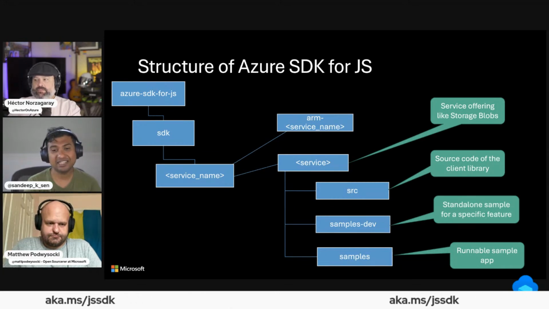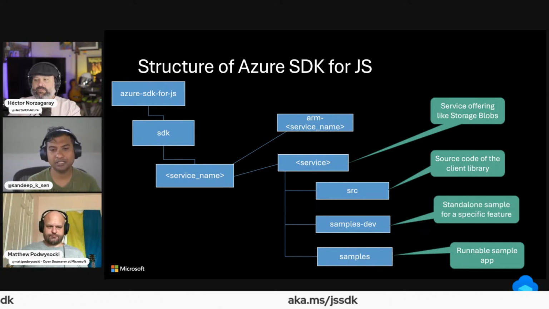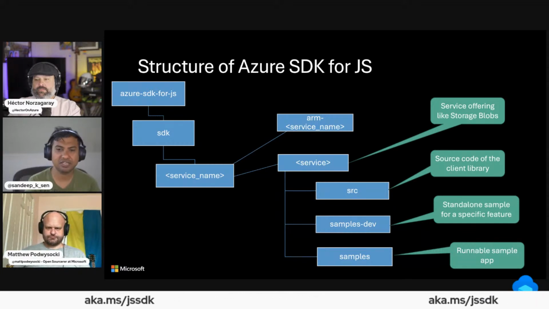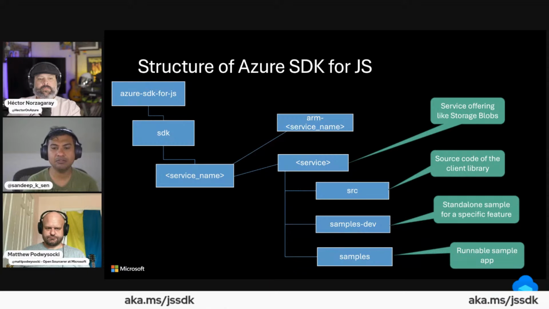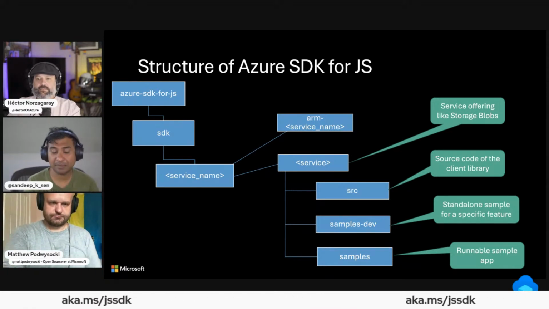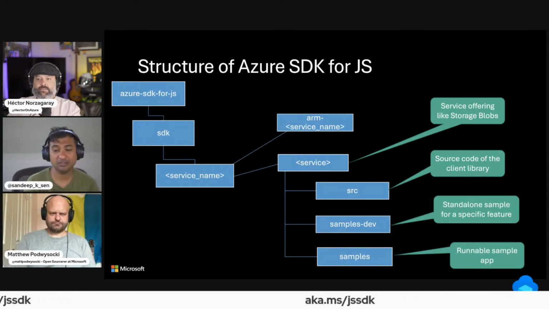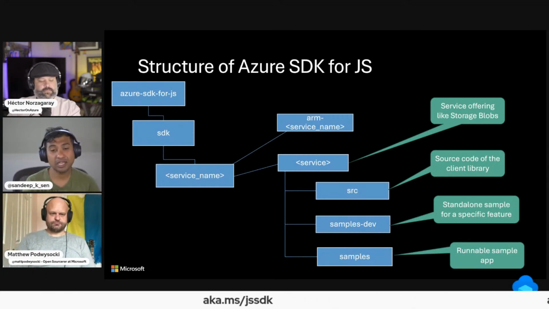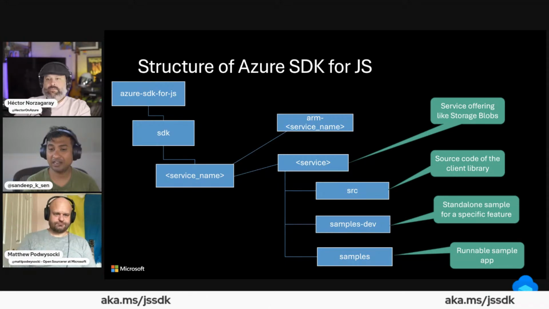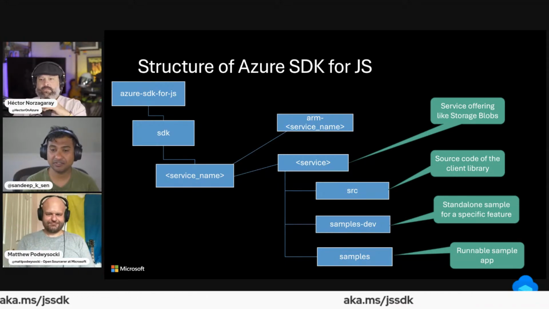And inside that storage directory, you'll find something called arm hyphen your service name, in this case arm hyphen storage. This arm is the management library. You can create, destroy, and manage resources on Azure related to this service using this library. Again, it's fully TypeScript and JavaScript compliant. You don't have to use something else like Terraform. You can just write it in JavaScript.